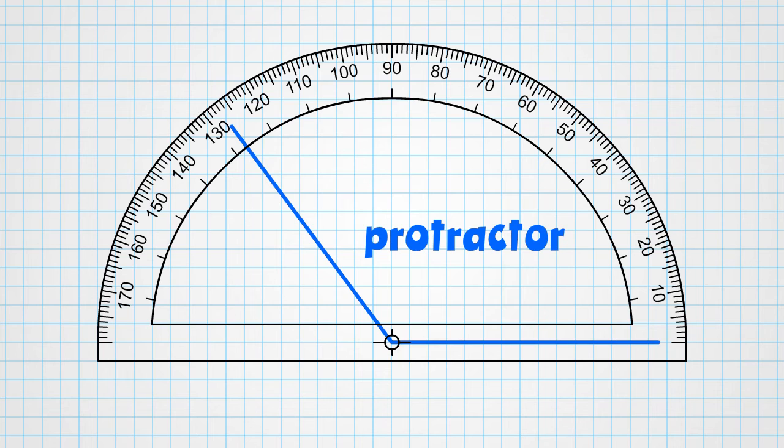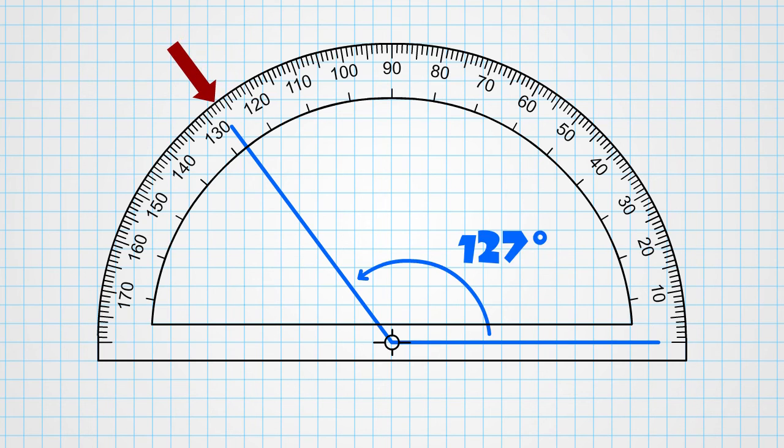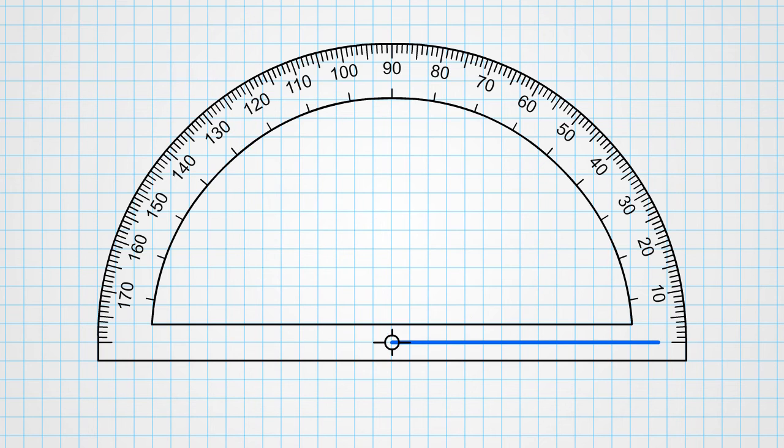So when you want to use it, you line up the origin, or the center point of the protractor, which is this right here, see? With the point where the two line segments meet. Then you just count the number of degrees marked. Kind of just like reading a ruler, right? This angle here is, let's see, 125, 126, 127 degrees.